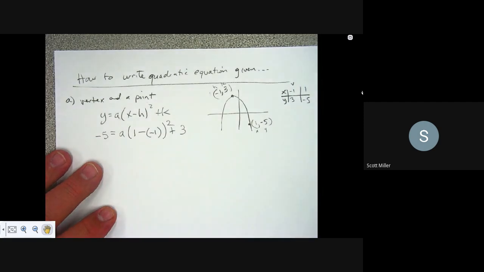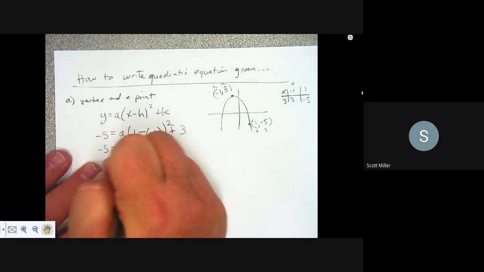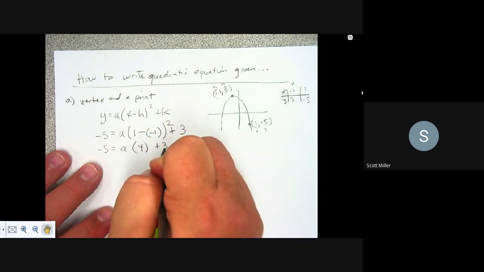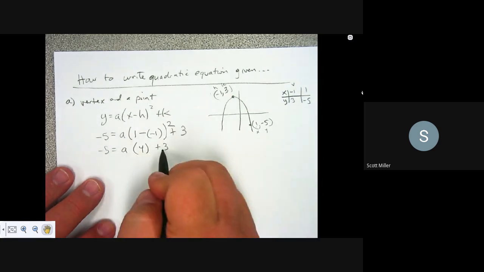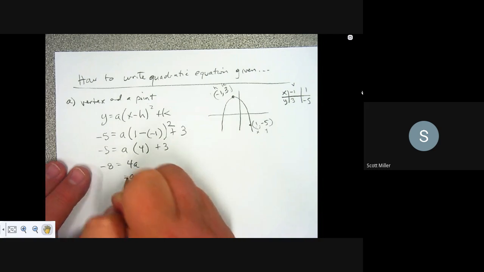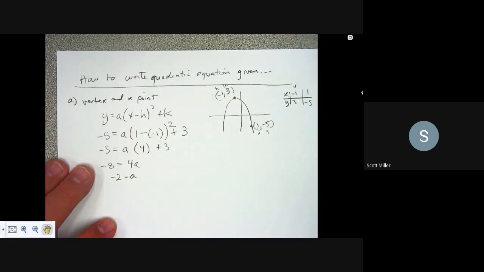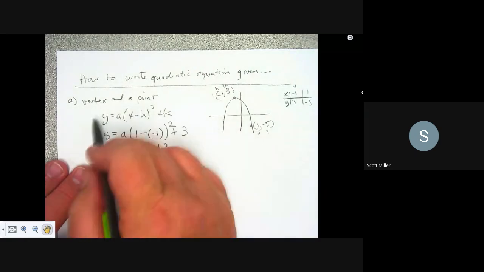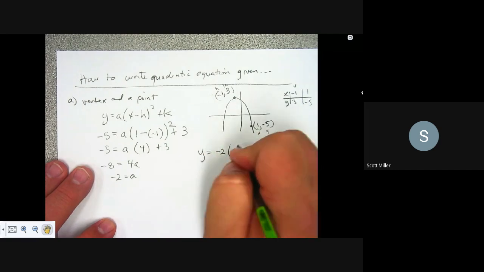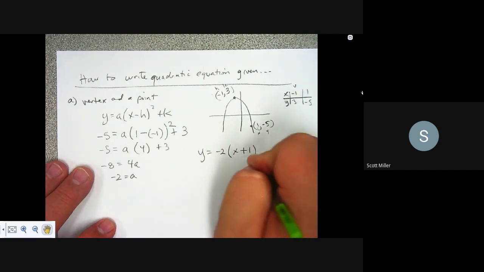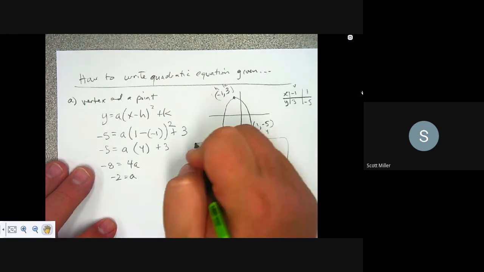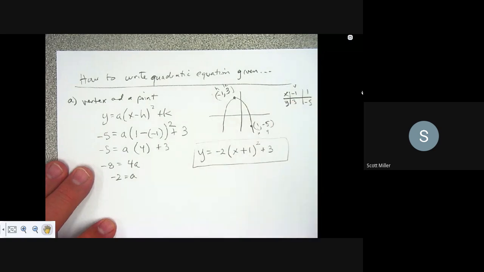And then we work and solve this for a. Negative 5 equals a times 2 squared, that's 4, plus 3. We need to solve for a, so we subtract the 3, which gives me negative 8 equals 4a, and so a equals negative 2. Taking our information and plugging it into this formula gives me the equation of that parabola, y equals negative 2 times (x minus negative 1) squared plus 3. And so that is the equation for that right there.